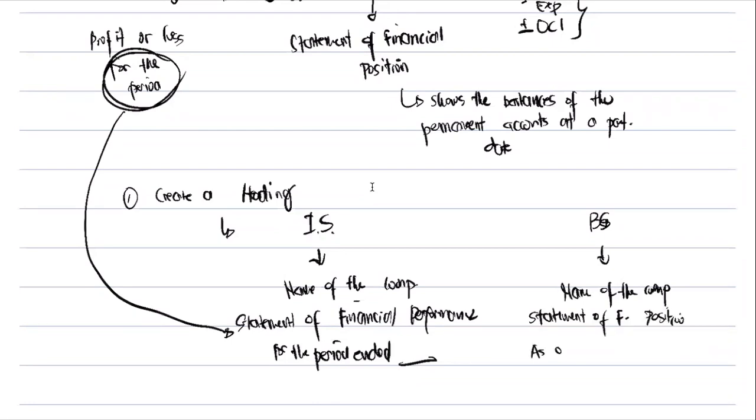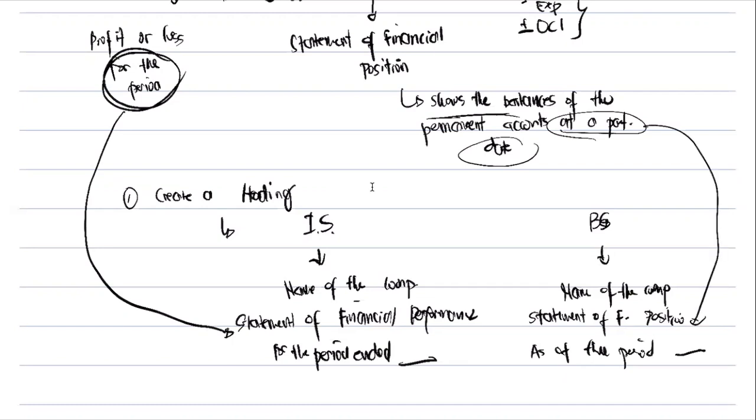And then we have here "as of the period," the date. Okay, so "as of" blank period. So why? Because it shows the balances at a particular date. Kaya nga as of. Kaya siya as of.